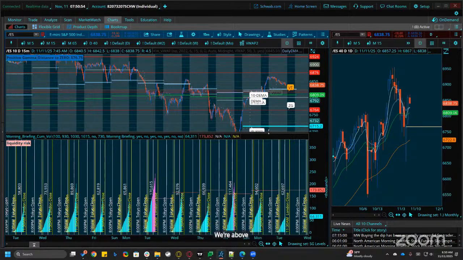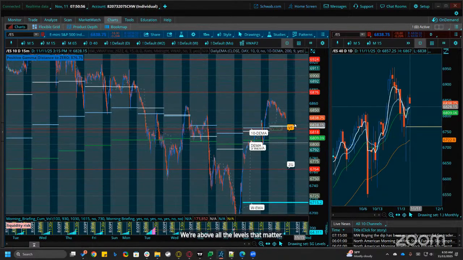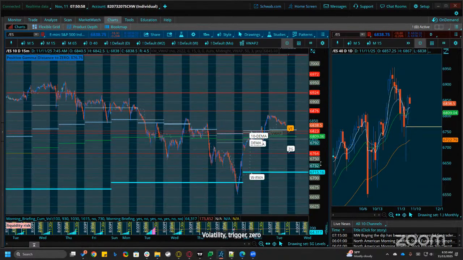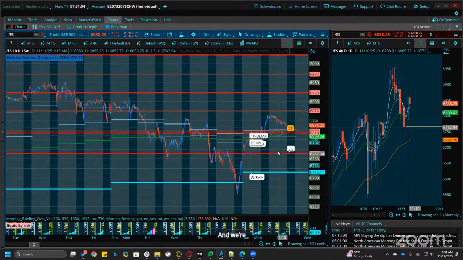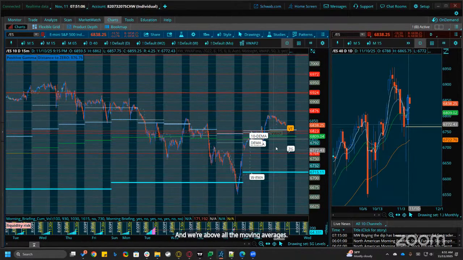We're above all the levels that matter: volatility trigger, 0 gamma, put wall. We got an options level overhead at 75. And we're above all the moving averages. So we got nothing.